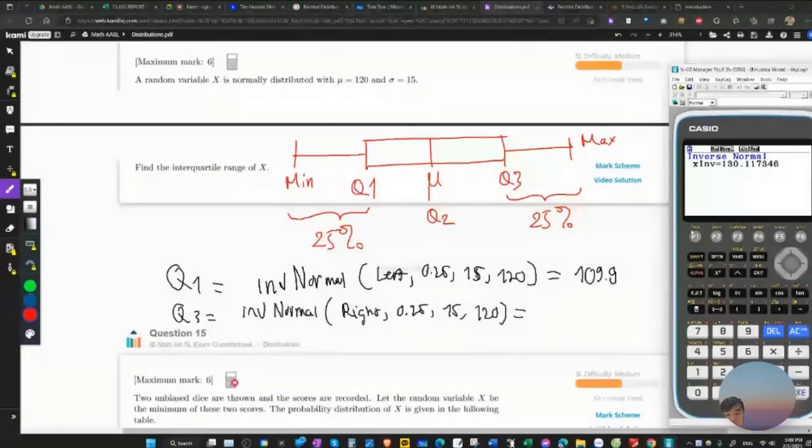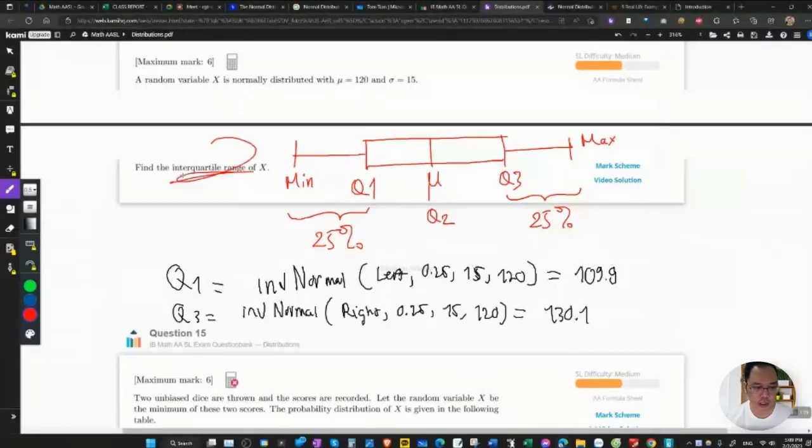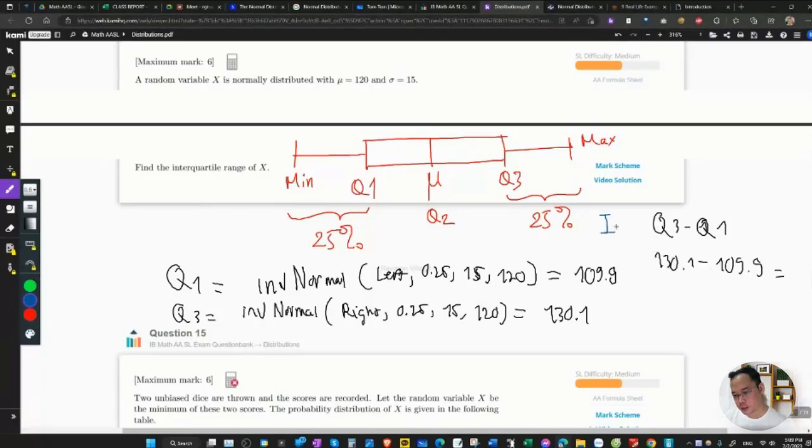All right, done. The question is the interquartile range, so we need to subtract Q1 from Q3. Interquartile range IQR equals 130.1 minus 109.9.